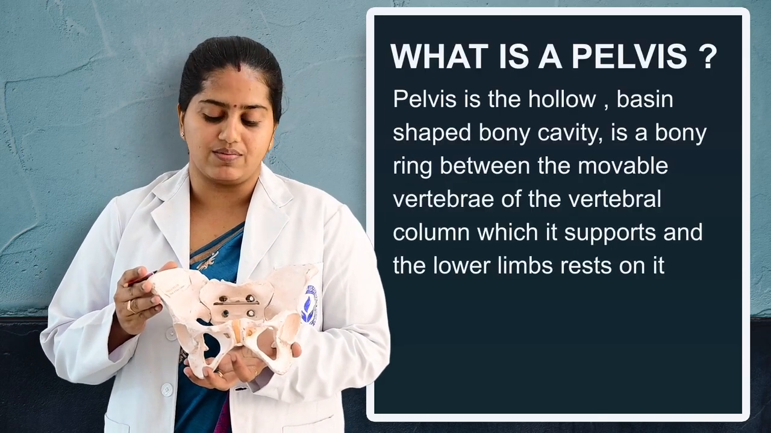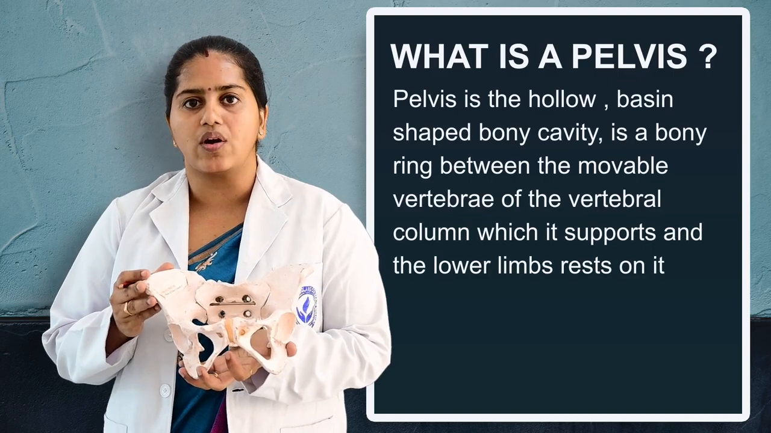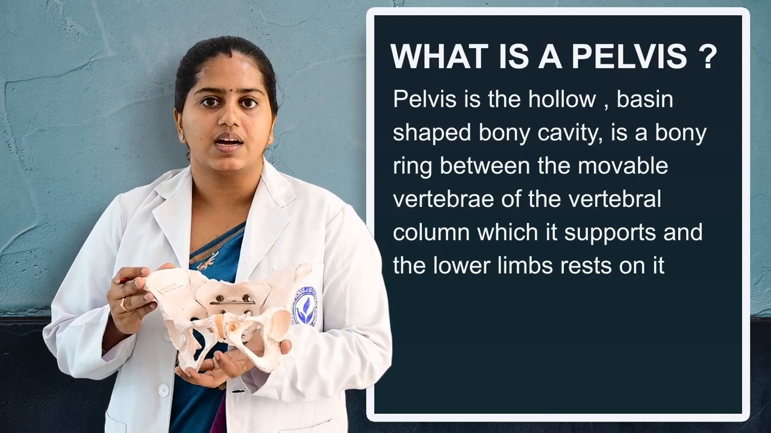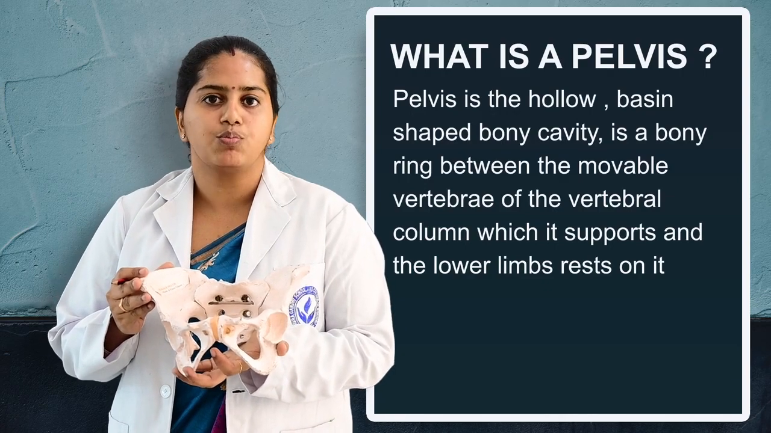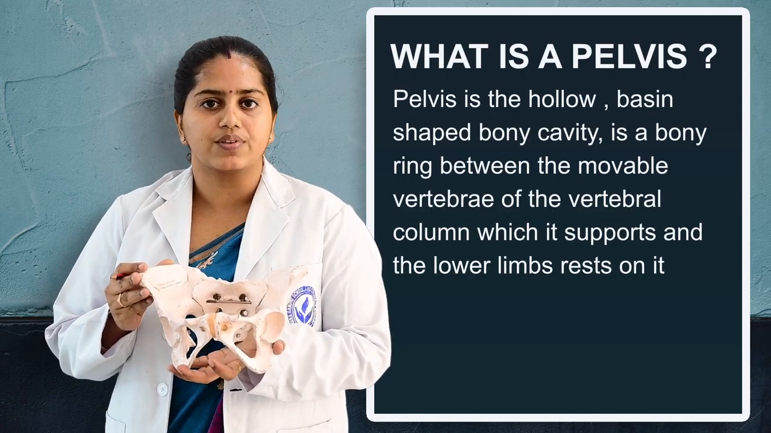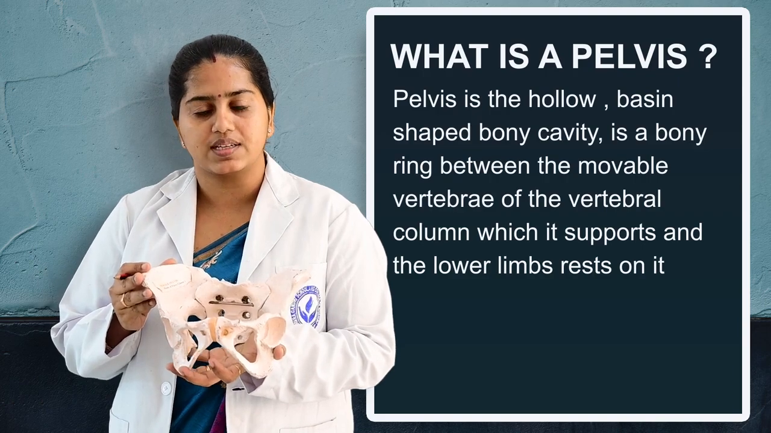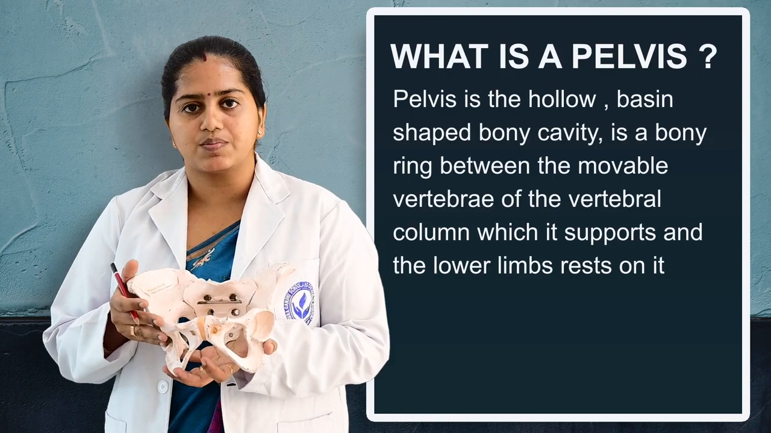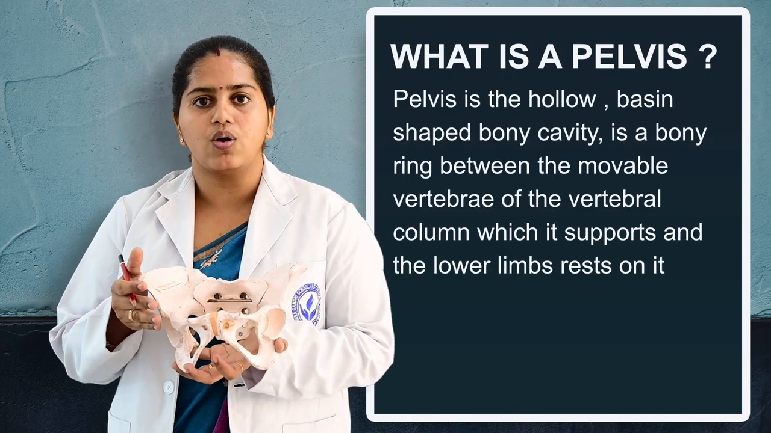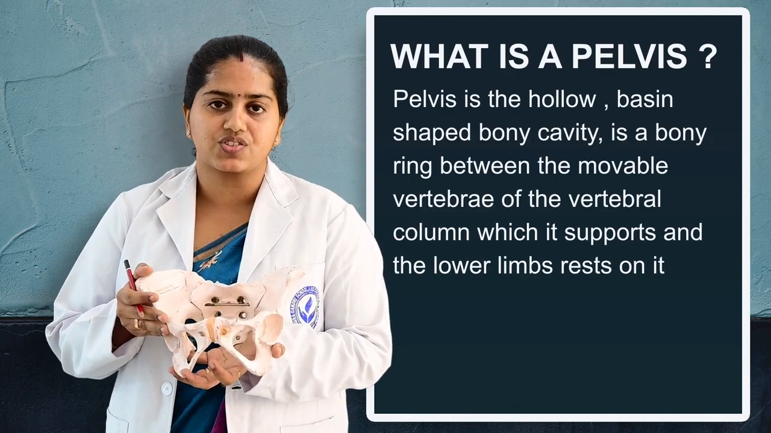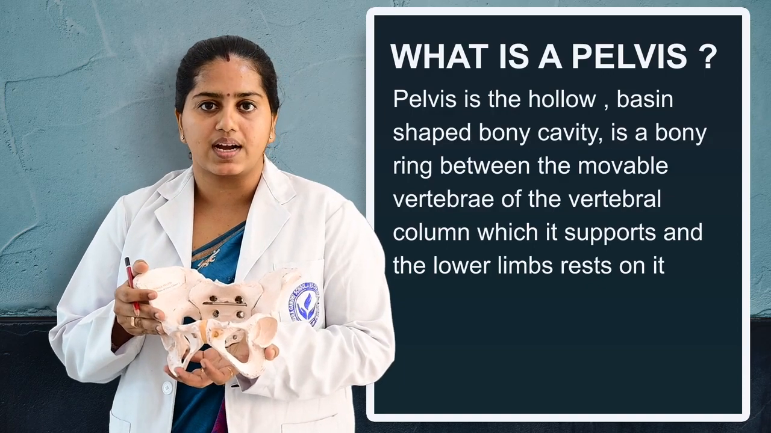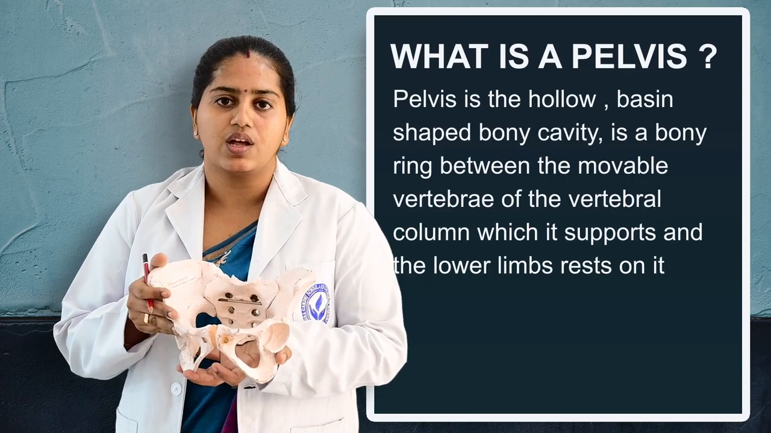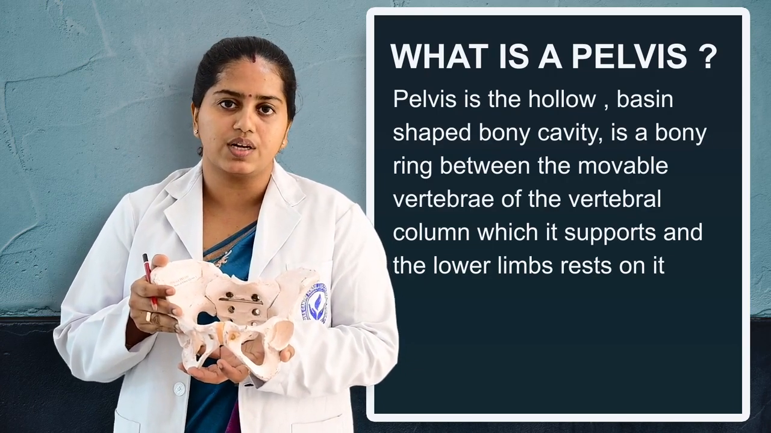So what is the pelvis? The pelvis is a hollow body cavity, a basin-shaped structure that connects the upper part of the body, that is the movable vertebra, and the lower part of the body, that is the lower limbs, and it forms the pelvic ring. So what is meant by pelvis? The pelvis is a hollow, basin-shaped structure. The pelvic ring connects the movable vertebra from the upper part of the body and the lower limbs from the lower part of the body.